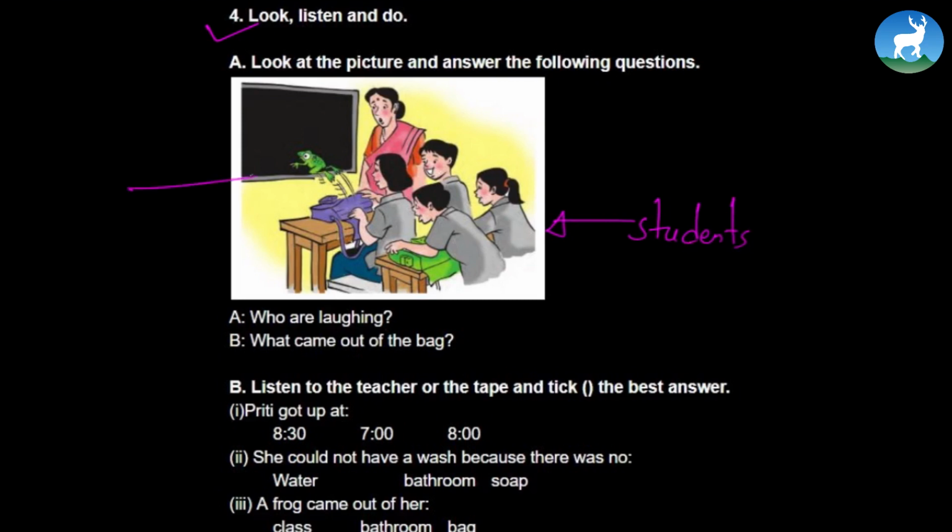What came out of the bag? So what does it look like? It looks like a frog. Now let's go to the listening section and find out the actual truth.